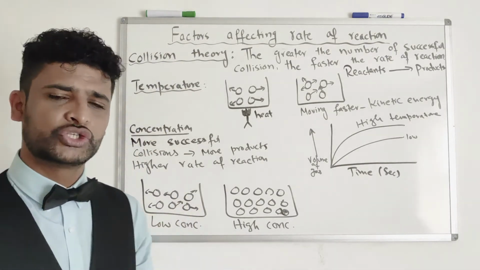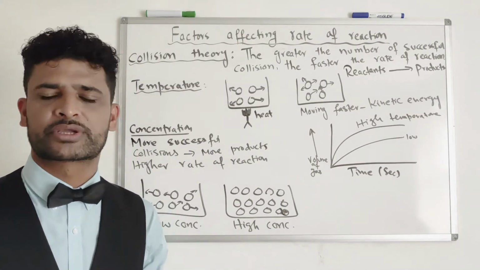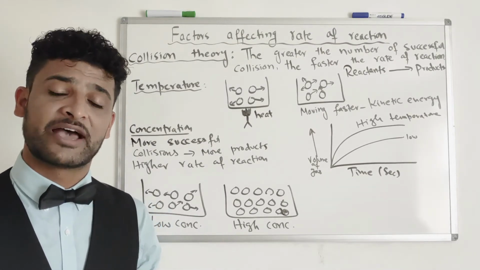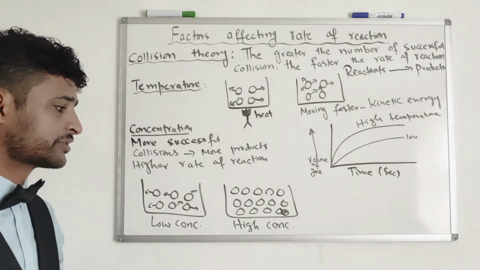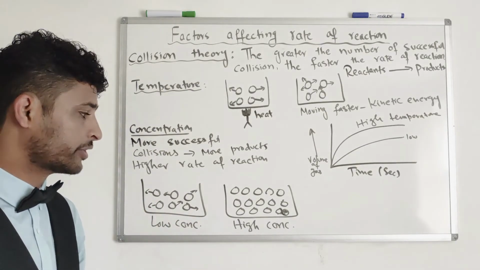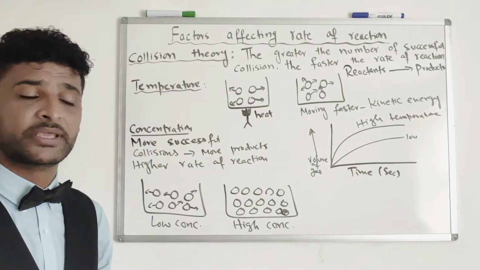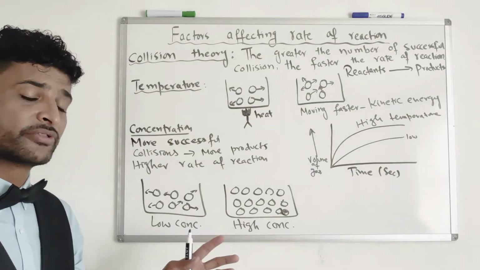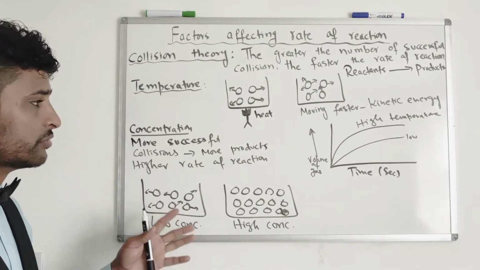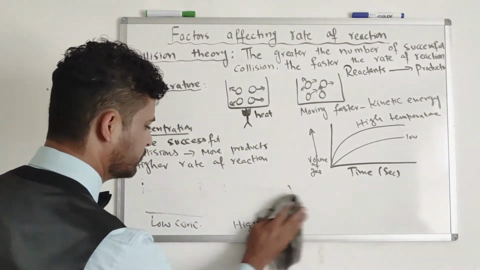the concentration. So in short, by increasing the temperature or concentration, the particles will have more successful collisions, and they will make more product. Hence, the rate of reaction will be increased. Now we're going to look at 3 more factors, and I'm just going to look at the pressure now. I'm going to remove that.